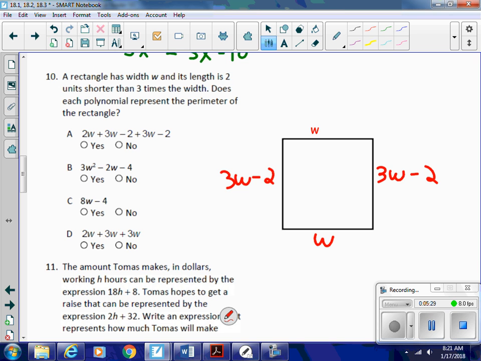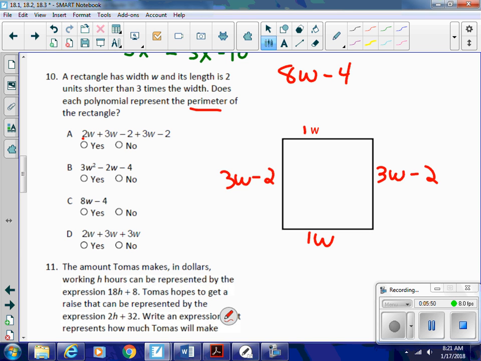That's the nature of a rectangle. And if I were to add these all up, and don't forget, W is really 1W, I'm going to get 8W minus 4 if I simplify. And we are talking about the perimeter of this rectangle. So which of these expressions is equivalent when we simplify to 8W minus 4?